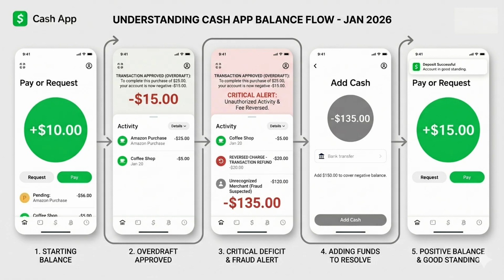Another reason is overdraft protection. If you have connected a bank account with overdraft, Cash App may allow a small negative balance to complete a transaction. This helps avoid declined payments, but it results in a negative balance until you deposit money to cover it.